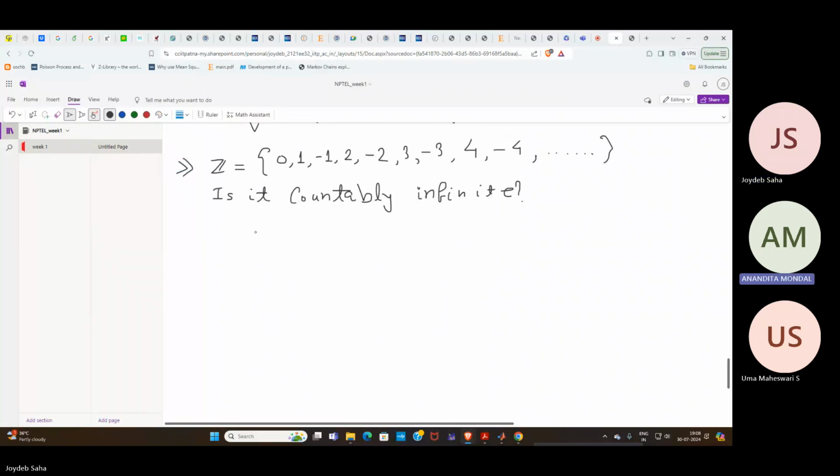No, sir, this is not countably infinite. Sure. Think again. Okay.